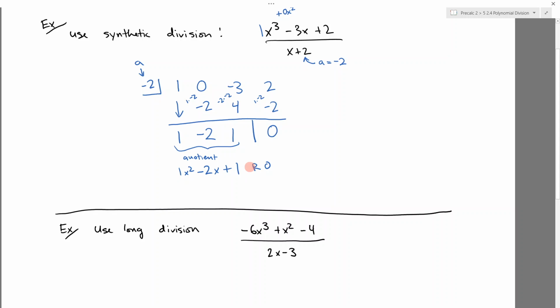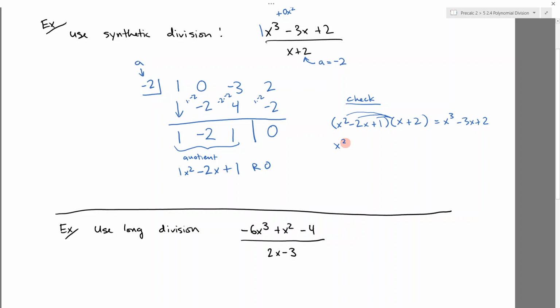So one thing you notice is that when you do the check, and we write it out, it's the quotient times the divisor. So x squared minus 2x plus 1 times x plus 2. This should be equal to x cubed minus 3x plus 2. So let's just do it real quick. So this times this, this times this, this times this.